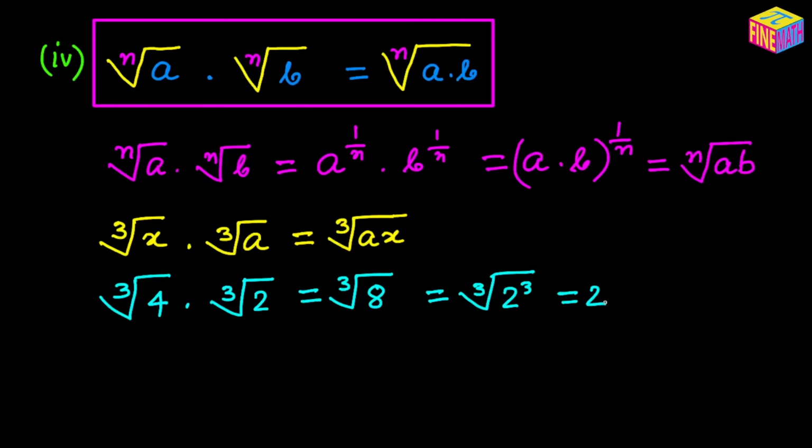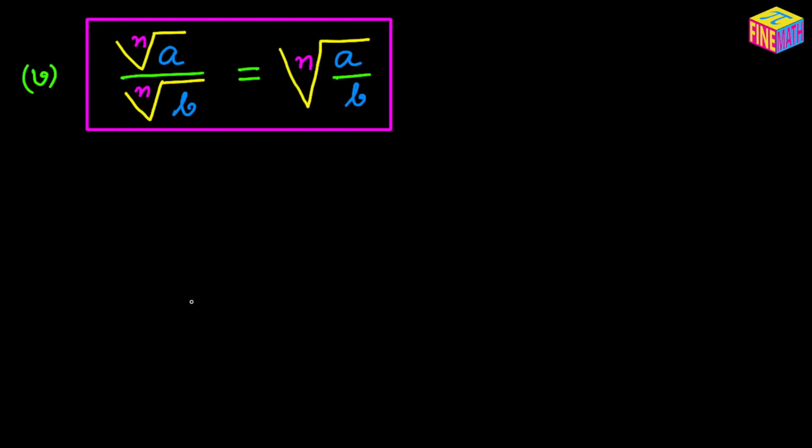Now let's talk about the fifth property. The fifth property says that nth root of a divided by nth root of b will be equal to nth root of a divided by b. Now how can we prove it? Well, it's pretty easy. So let's try to prove it.